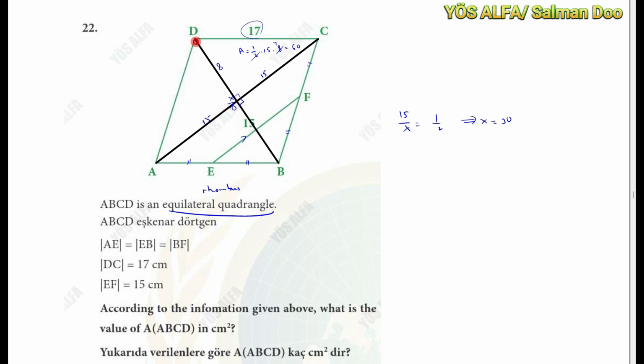And we know that in the rhombus, the four triangles have equal areas. So to find out the entire area ABCD, all we have to do is multiply this area by 4, since we have 4 equal triangles. So the answer is 240.